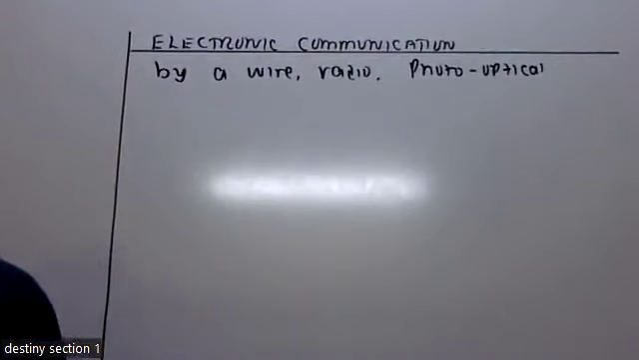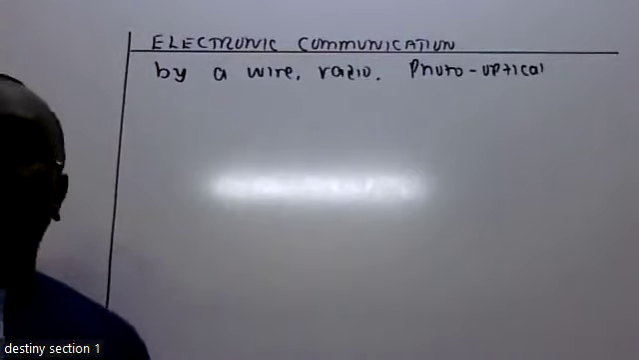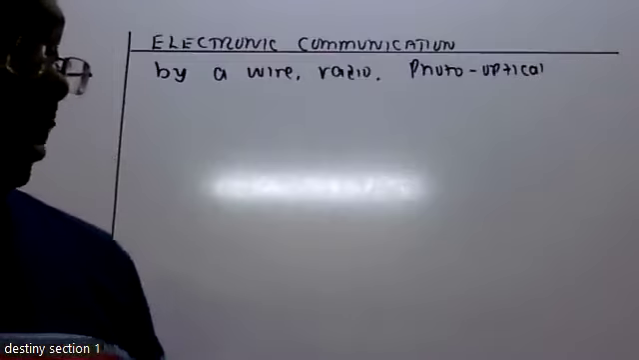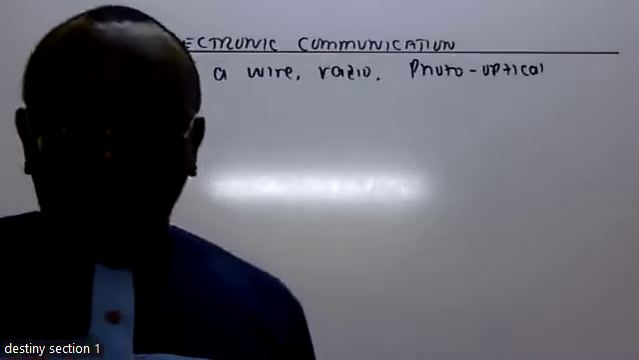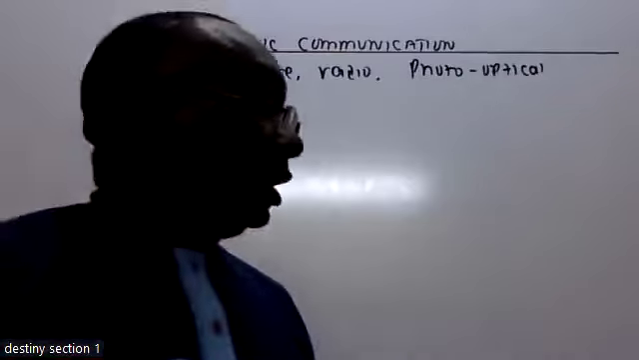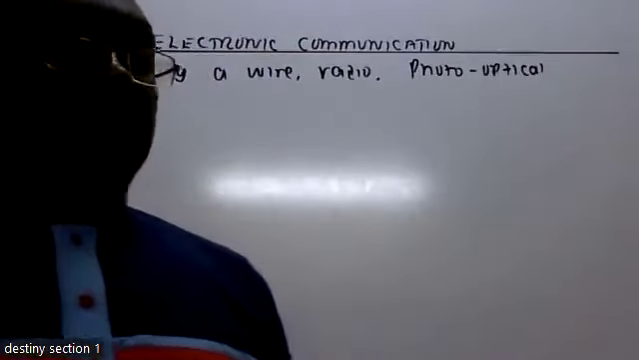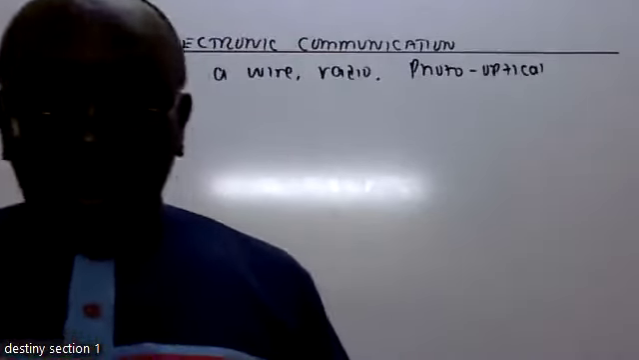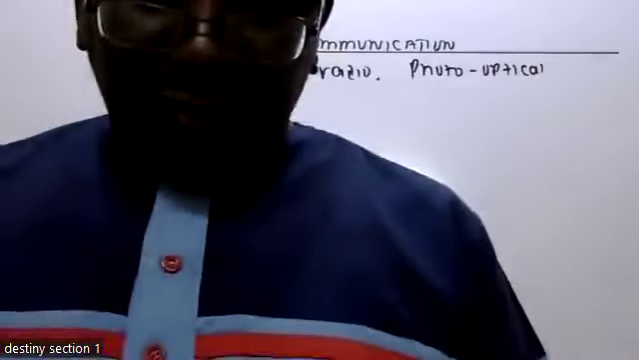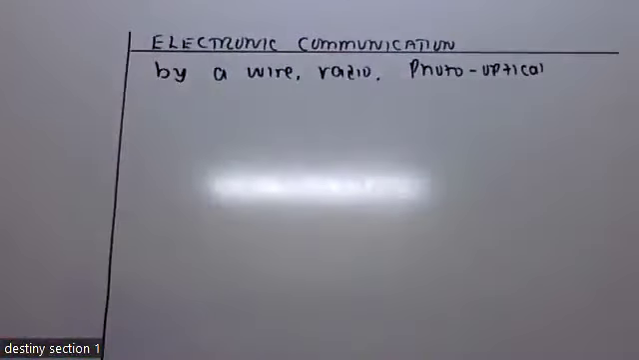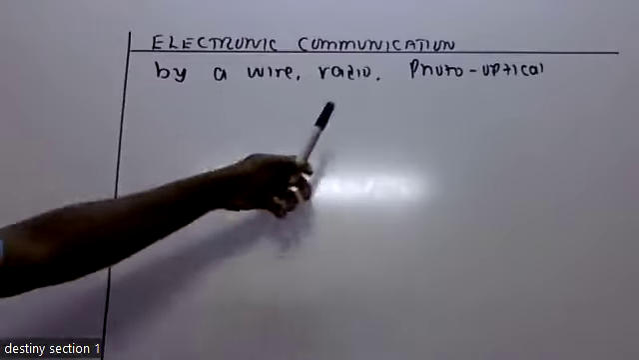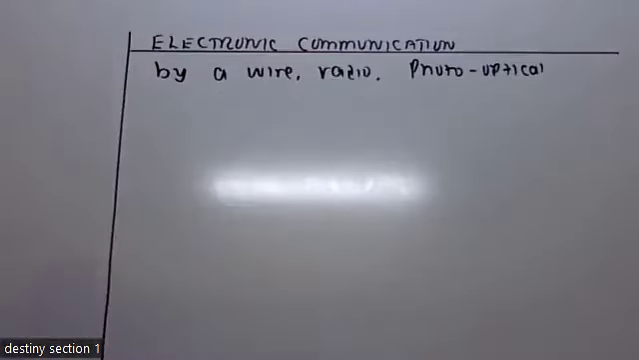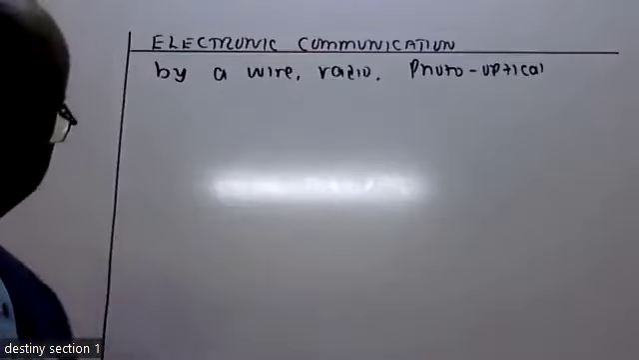That is what we call electronic communication. It's as simple as that. It is where we are communicating information, and this information is in terms of videos, in terms of signals, in terms of sounds, images. Now they are transmitted via a wire, a radio, photo-optical systems.